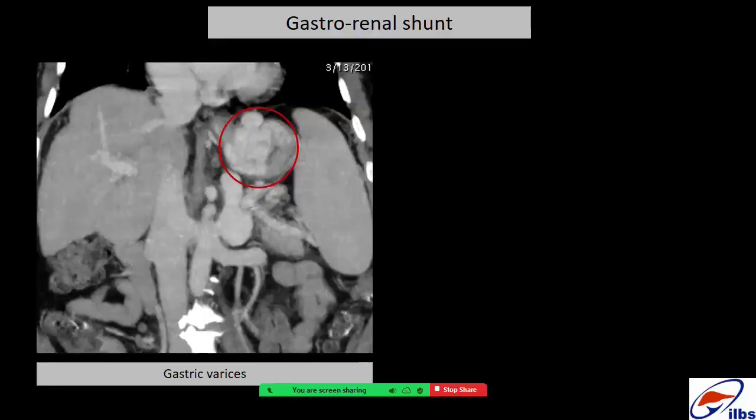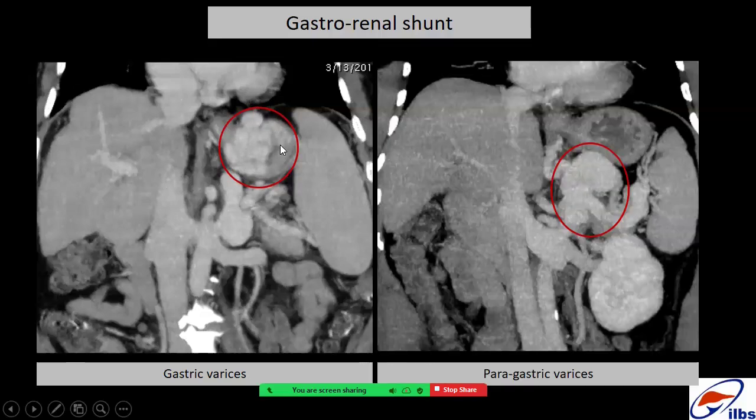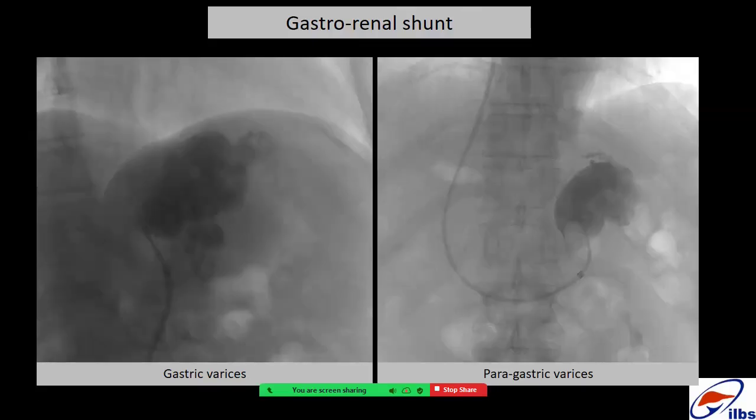Showing you some of the examples, here you see there is a gastrorenal shunt and there is a perforator through which we see the varices going inside the lumen. So these are gastric varices. Then these are paragastric varices with no perforator, no gastric varices. These are just shunts, so will cause only hepatic encephalopathy. And this is how you treat them.